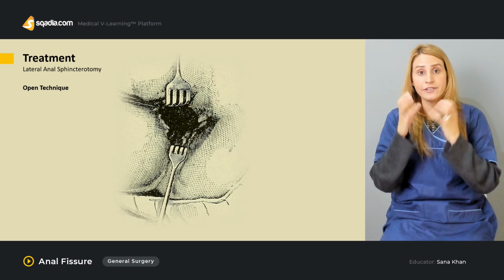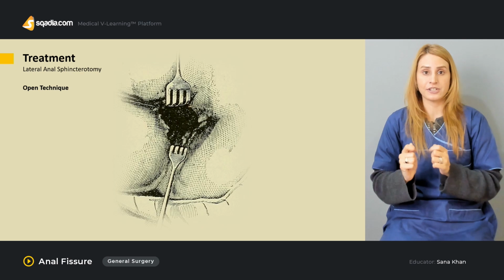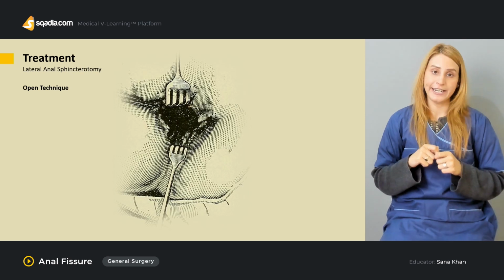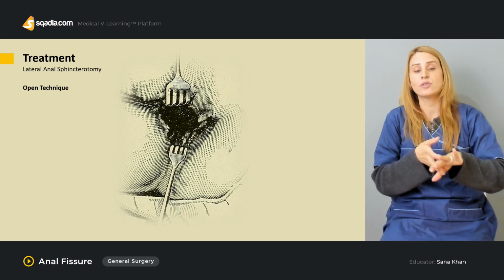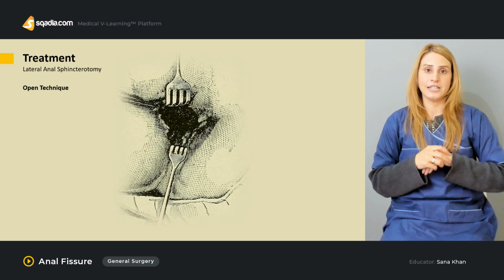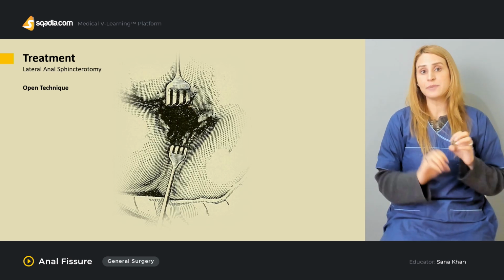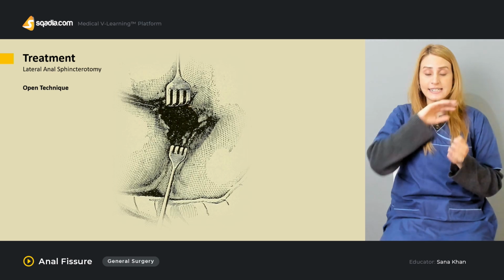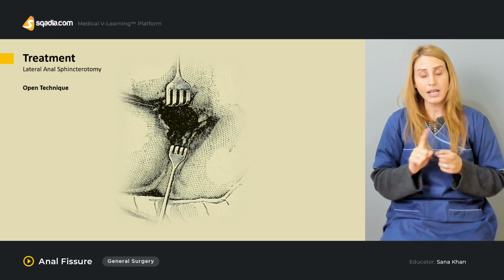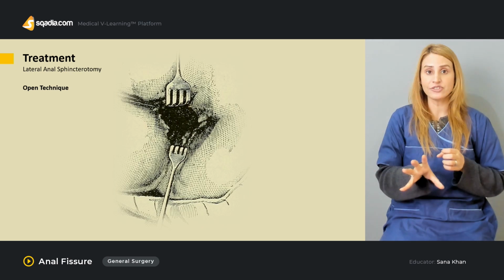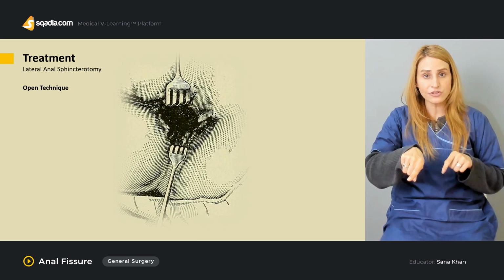And when you actually visualize the fibers of the internal anal sphincter, you divide the distal end, you leave the proximal end, and you cut the distal end of the internal sphincter. It's the open technique. Why is it called the open technique? Because you are actually seeing the division of these internal fibers with your own eye. What are you doing? You give an incision in the intersphincteric groove, and then you get entry into that.